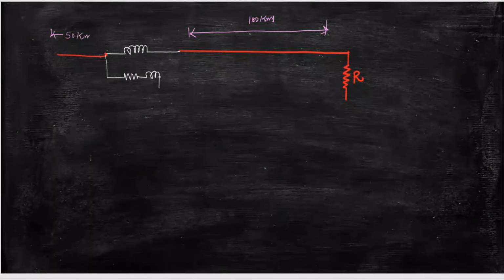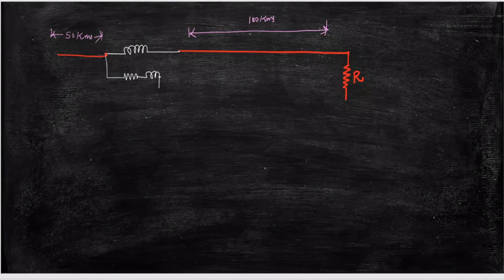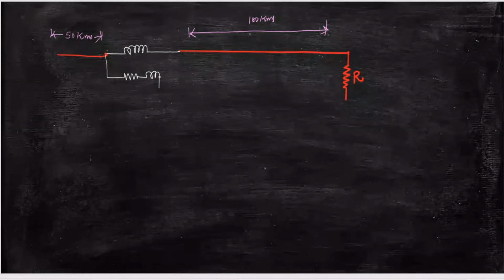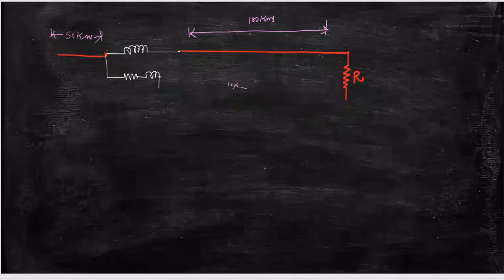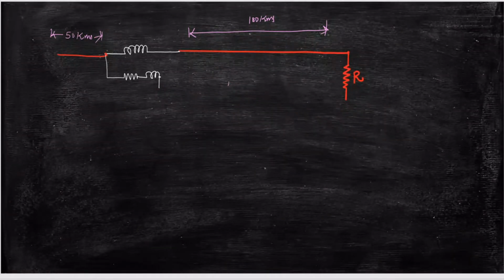Now I have to travel 50 kilometers and connect this. That means I need one more long wire, because somewhere here the neutral will be. Or I have to travel from here to here and connect here. That means 100 kilometers I have to travel and connect the R phase. Is it feasible? No, it is not feasible.